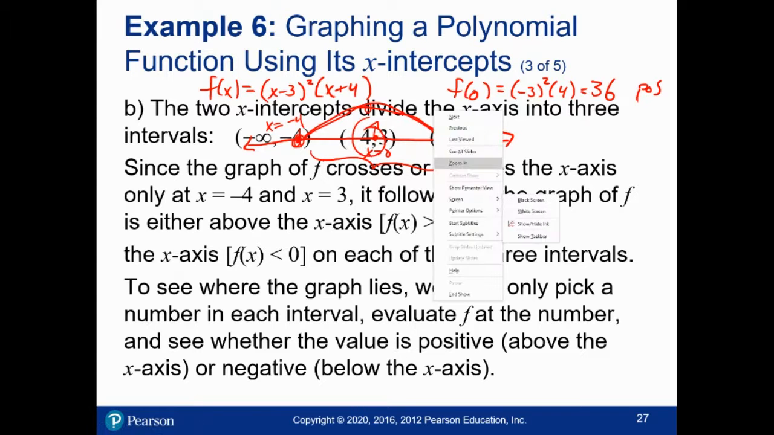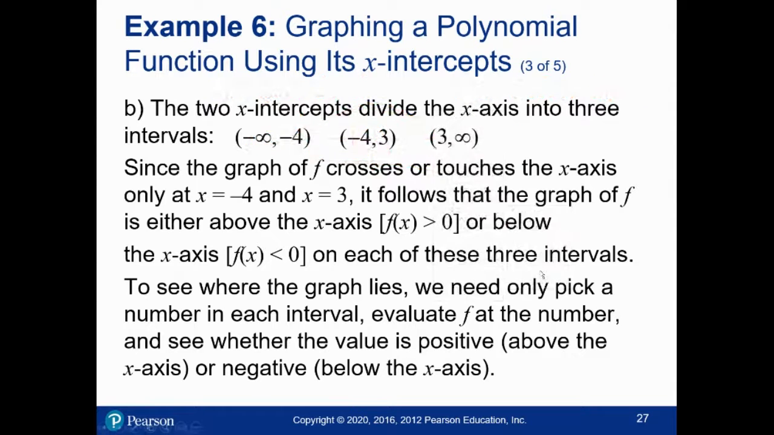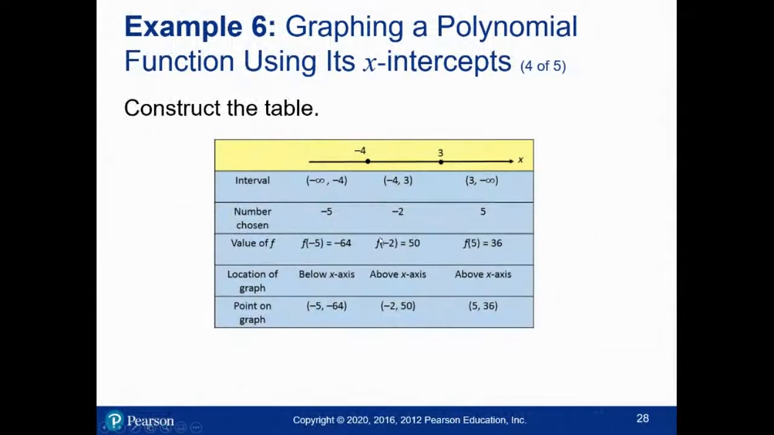Let me clear off these pen marks. On the interval from negative infinity all the way to the intercept at negative 4, it will either be positive or negative. In between the two intercepts, it will be positive or negative. And then to the right of the last intercept, it will be positive or negative. We just have to determine which is which. So we're just going to make a sort of table. These are the only intercepts.